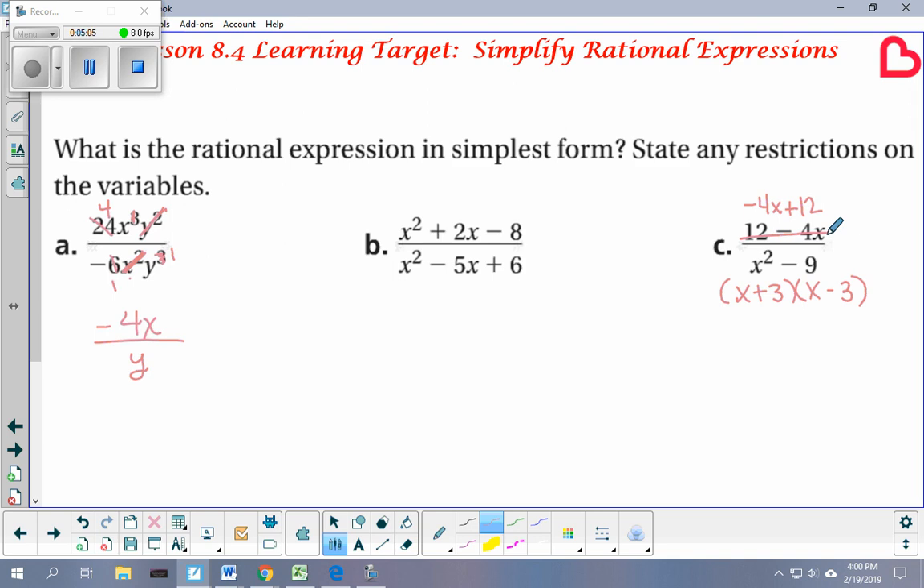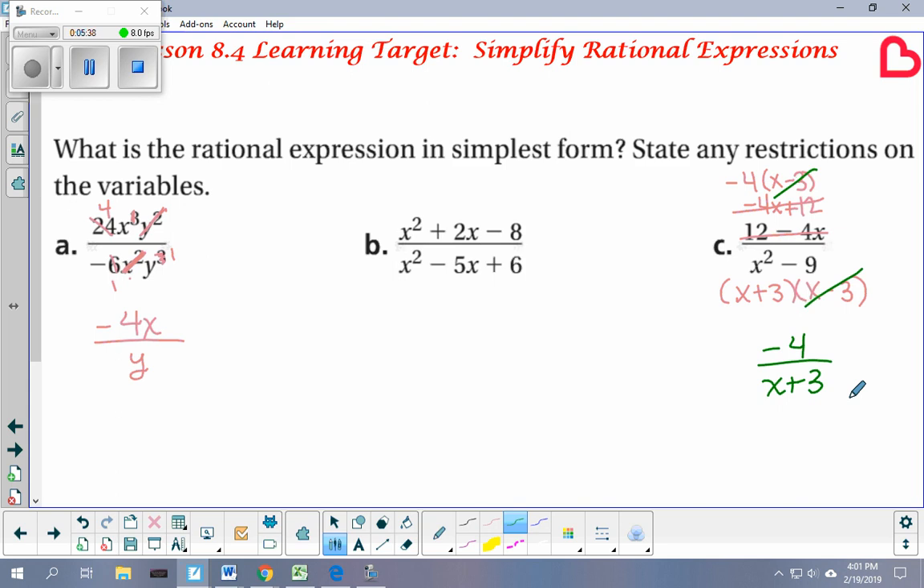Now, as you look at this expression, what could you factor out of both terms, 4 and negative 12? A negative 4. Always take the negative out, and so you would have a positive x, and 12 divided by negative 4 is a negative 3. And at that point, we can cancel the x minus 3's. So negative 4 is in the numerator over x plus 3 in the denominator.